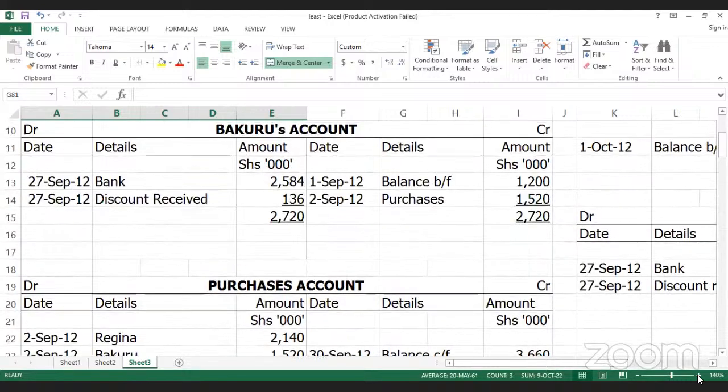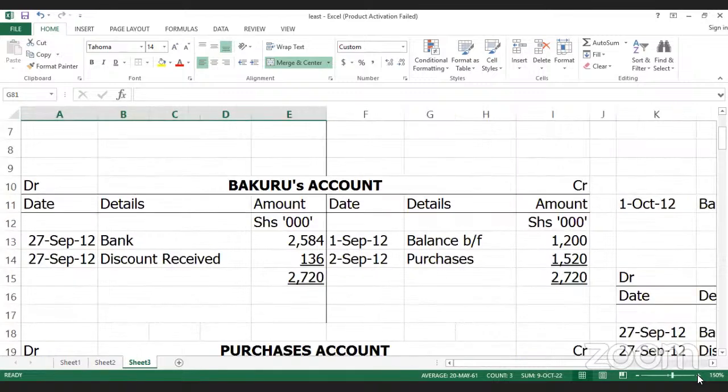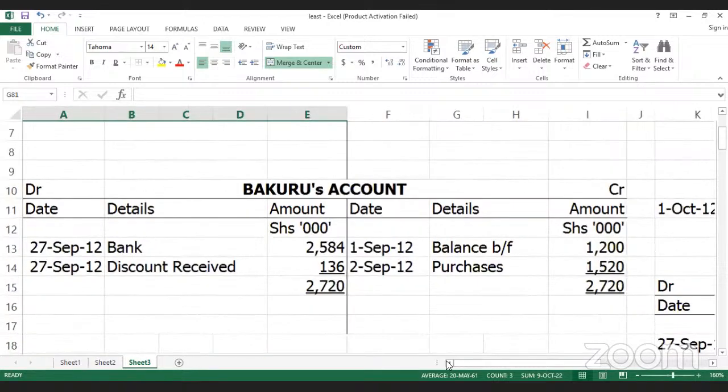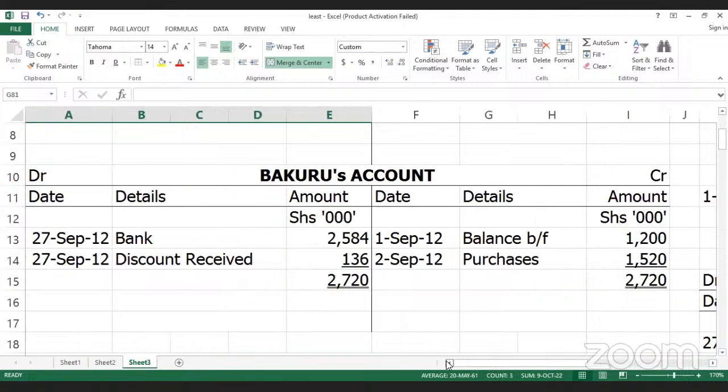Let's go to Bakuru's account. Members, are we all on Bakuru's account? Yes. Everyone should be on Bakuru's account.